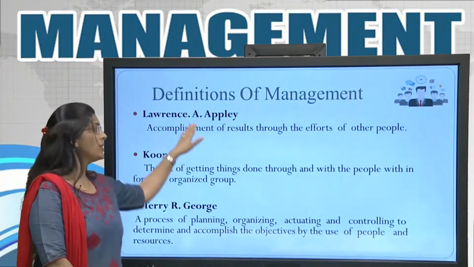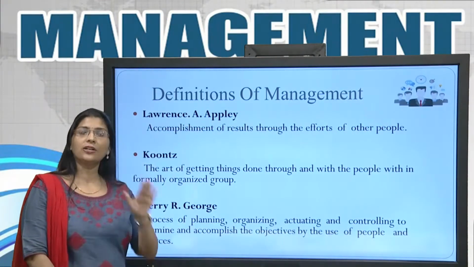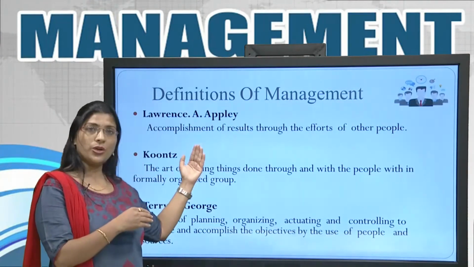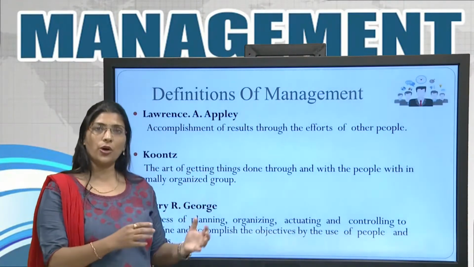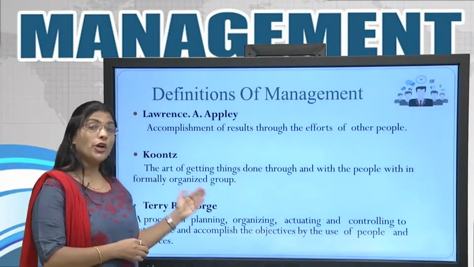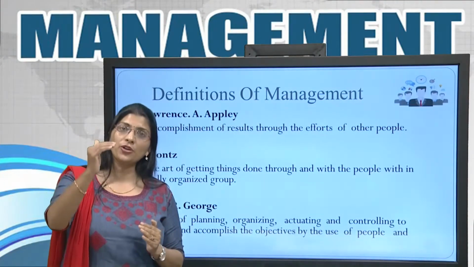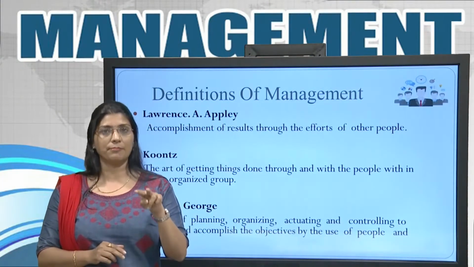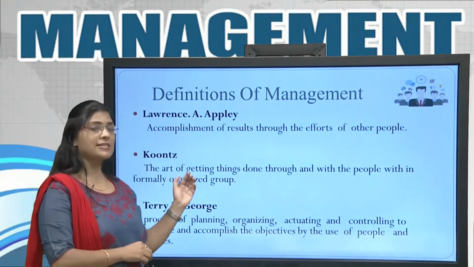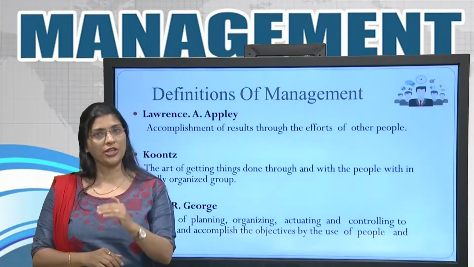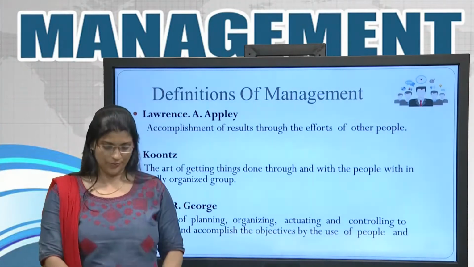So in all three definitions, if we find the commonality, it is that you are managing things of the organization by the use of people in order to accomplish organizational goals. So these two things are very critical while defining management: that things are done by getting them done by people in order to achieve organizational goals.